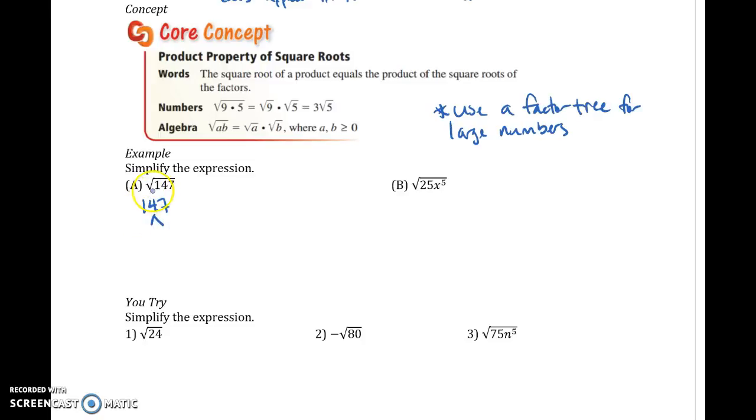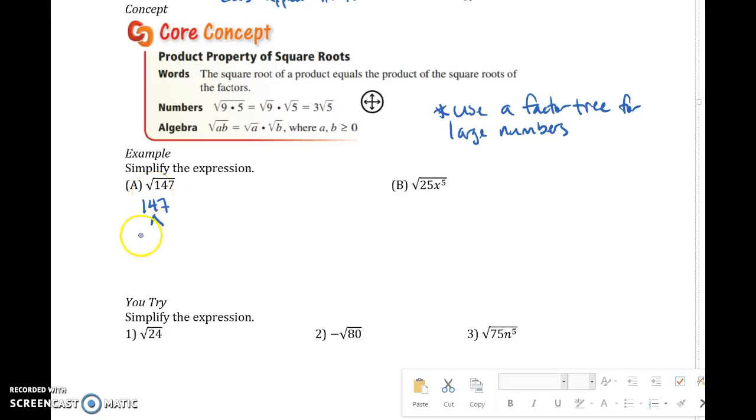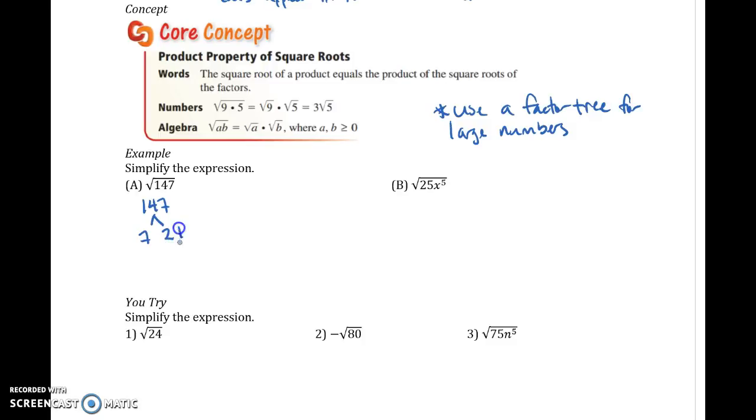So when I see 14 and 7, I'll think, oh wait, I can divide that by 7. So let's take out 7 and I get 21. And then here I get another 7 and 3. I'm going to look at the bottoms of the tree, so those prime factors, and use that to rewrite this radical. So that's 3 times 7 times 7.